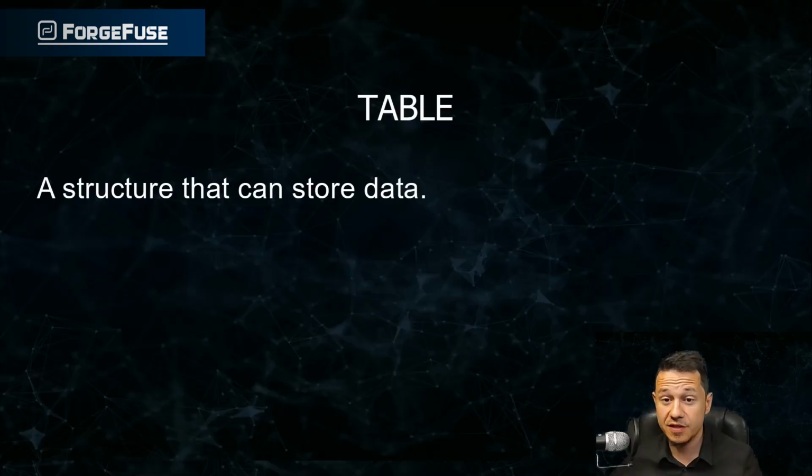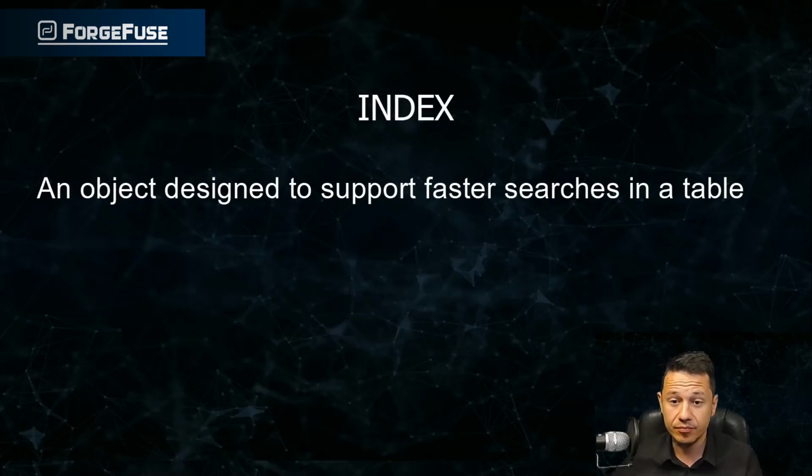The basic one is a table. That is a structure that can store data, and data is stored in columns and rows. Each column has its own data type, for example numbers, text, and so on. An index is just a way to support faster search in a table. Have in mind an index in a book. You go to the end of the book, you search for some term, and you right away know to which page you have to go.